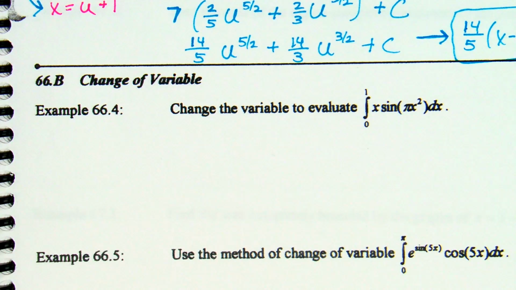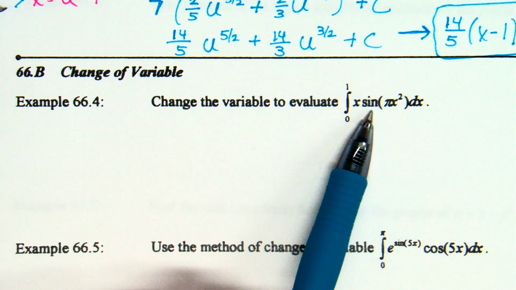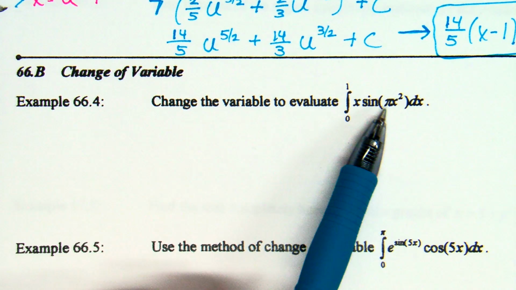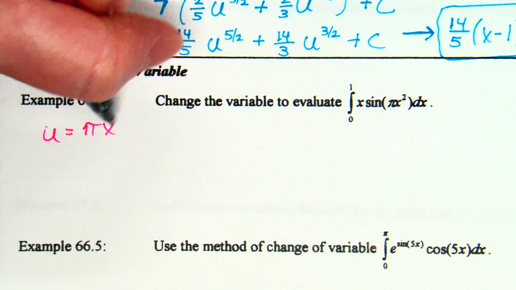What's the big thing we're going to be integrating? Pi x squared. That's gotta be your u. Okay. Because we're going to be integrating sine of something, right? So that means the inside piece is my u. So I am going to say that u is pi x squared.